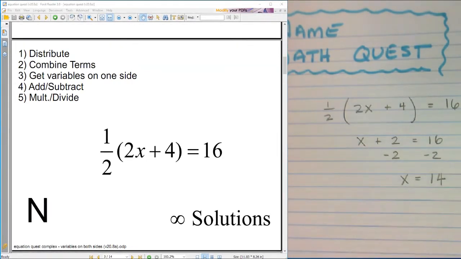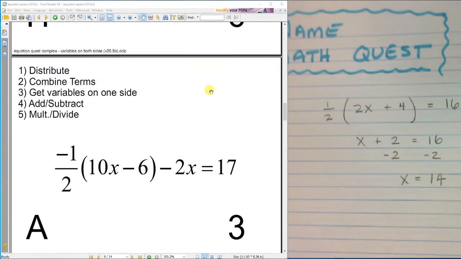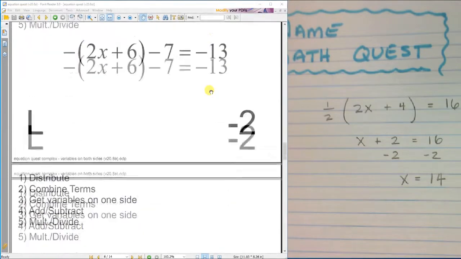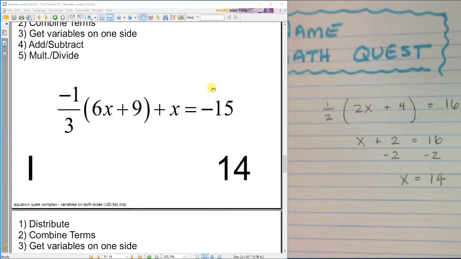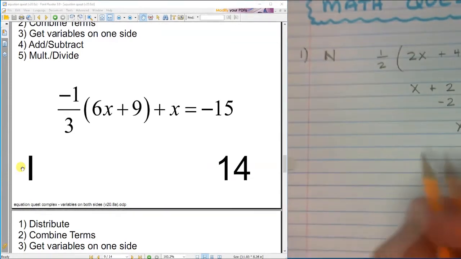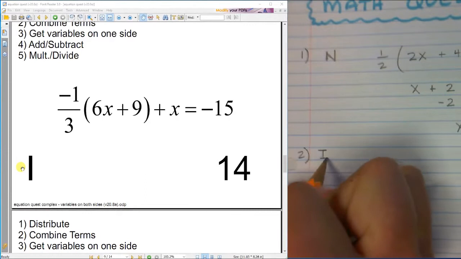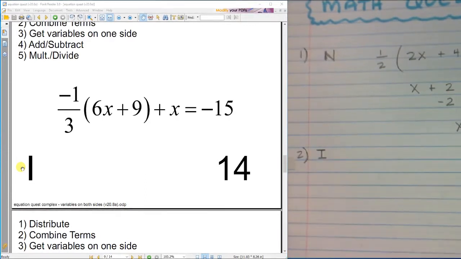Now I have to go find it in my quest. Let's go. 14, 14, 14. There it is. I found it. The next letter is I. So I'm going to come over here, and I'm going to write down the letter I. I'm going to do this equation.